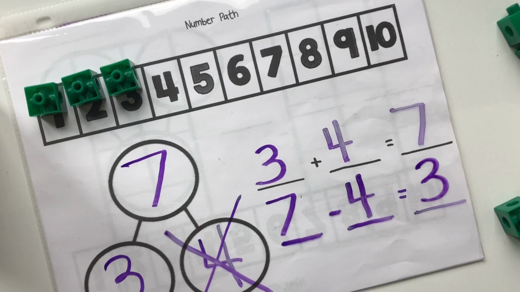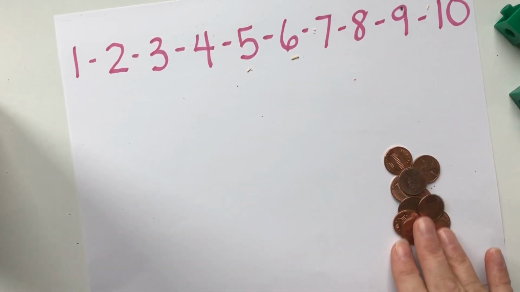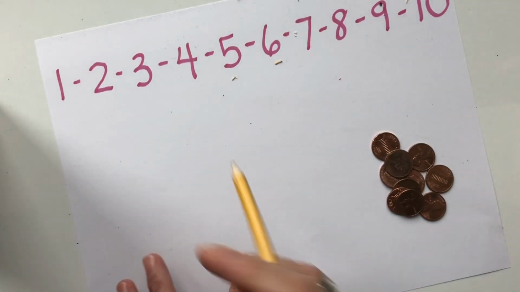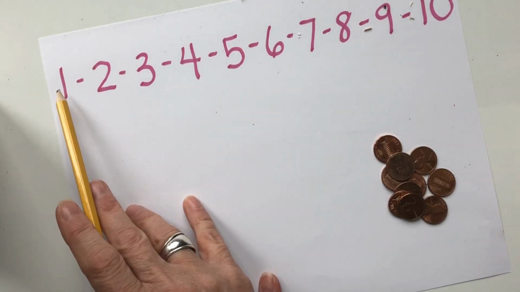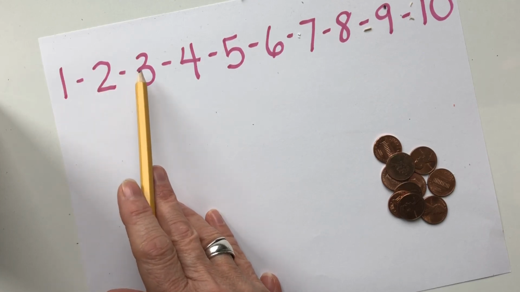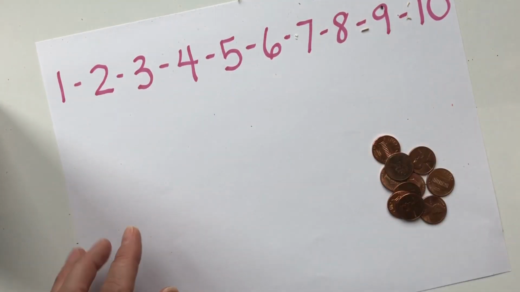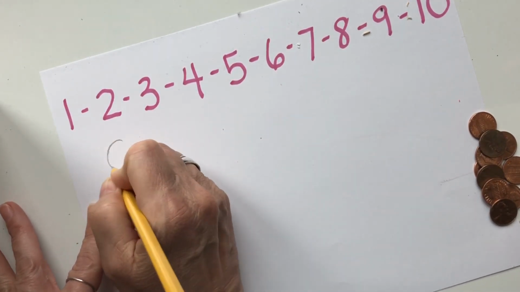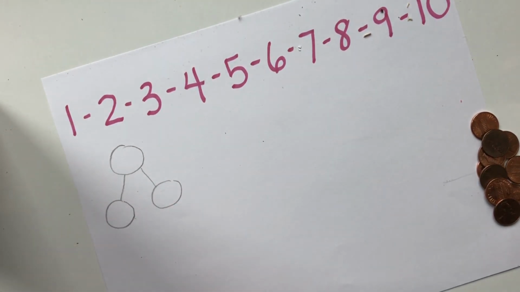This time I'm going to show you how you can do this with your own number line and some of your own counters. So all you have to do is draw a number line, and this is how I did it. I went 1 and I put a little dash, 2, dash, 3, dash, 4. So I want you to write your numbers all the way to 10 and have some counters ready. And if you want, you can draw your number bond. Sometimes it helps to see it in a number bond.